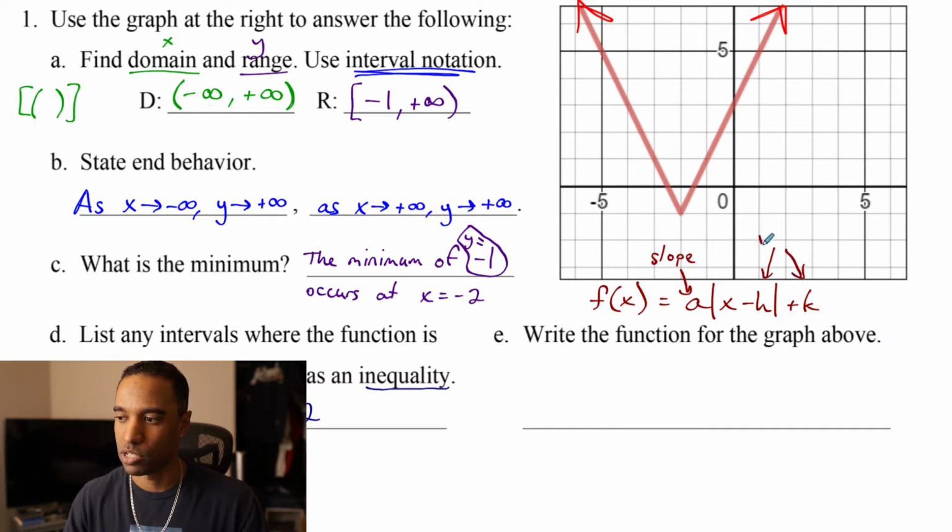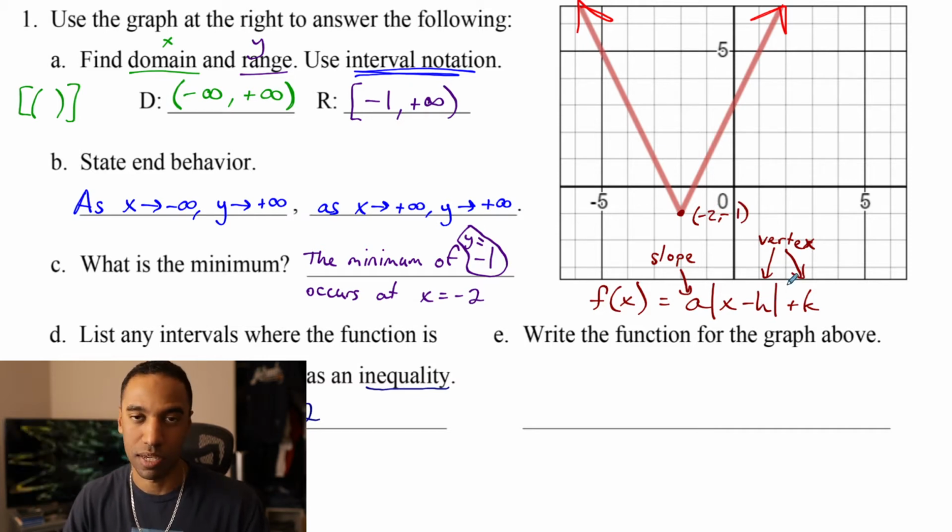Now, we already saw what the vertex was. You're going to have to be careful when it comes to the h value because this is x minus h, and whatever h is here, remember this was -2, -1, whatever h is, we're going to be subtracting it, which means it becomes the opposite. So, to start this thing off here, h is -2, k is -1.